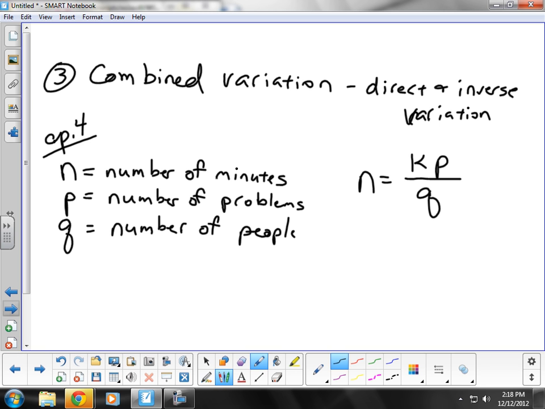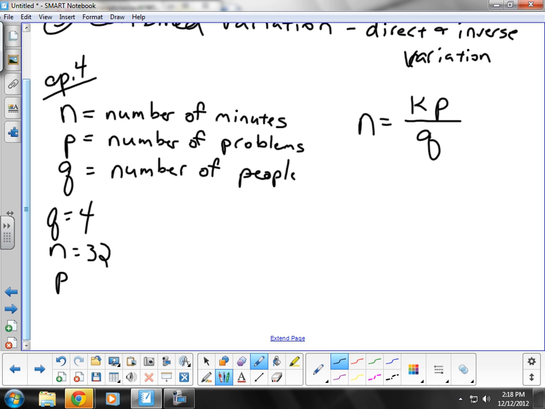All right, so then go to the next sentence. It says it takes 4 people. So Q is 4. 32 minutes, so N is 32, to solve 16 problems. So P is 16. They will give you that sentence that's got every variable there. Now what do we use that for? To find K. So I just plug that in to find K.